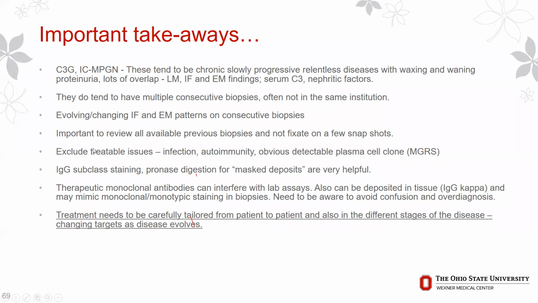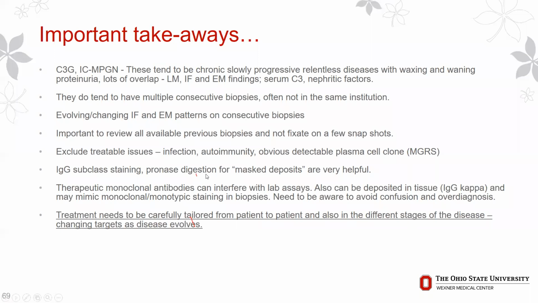One approach for management, of course, is to exclude all treatable causes such as obvious bacterial infection or autoimmunity or an obviously detectable plasma cell clone. If all that is excluded, then it's probably more of an idiopathic C3G or immune complex MPGN. IgG subclass staining and pronase digestion to look for masked deposits tend to be quite useful. It has a big application in the diagnosis of these diseases. Of course, we don't do subclass staining in all the biopsies, but this group of diseases definitely requires IgG subclass staining and protease digestion.